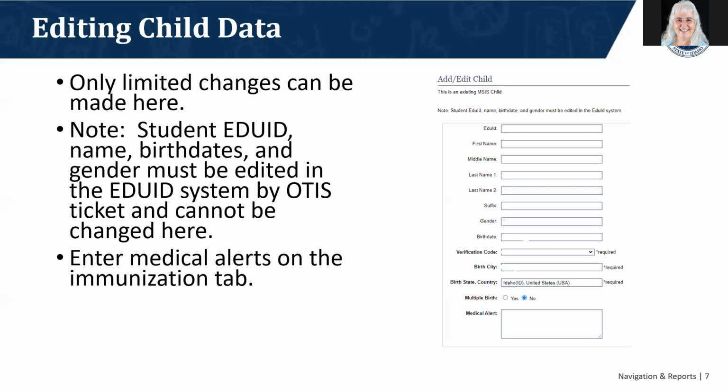You can request that a certificate of eligibility be unsubmitted for corrections. That's another way that those things such as student name and EDU ID can be corrected. So there are ways to do it, but you cannot do it here. And then there's also a spot here for the medical alert.